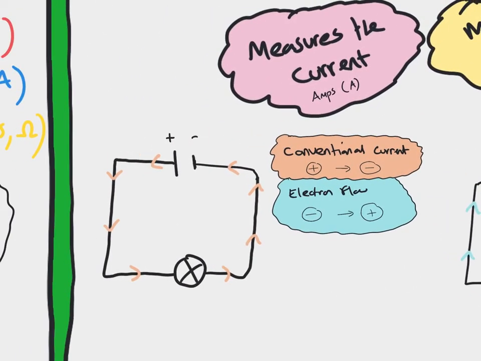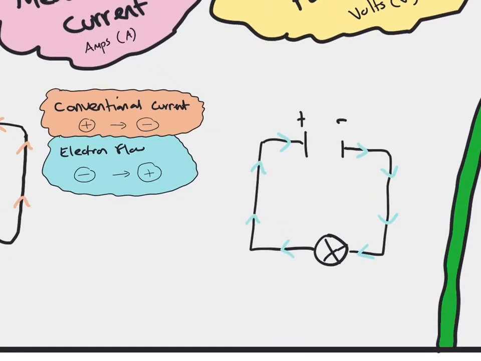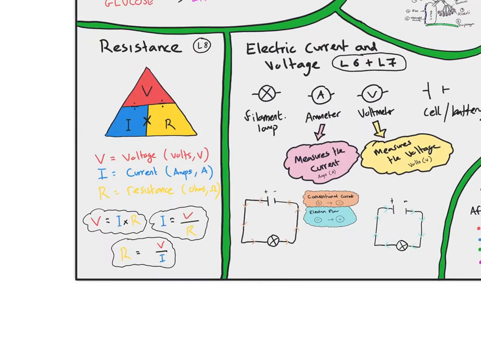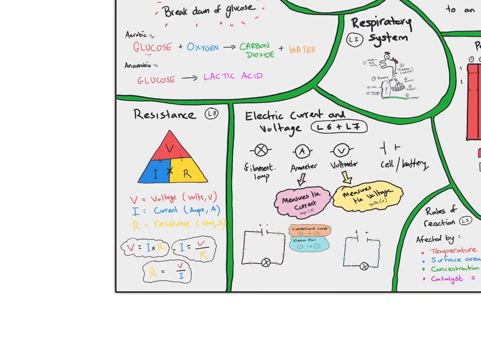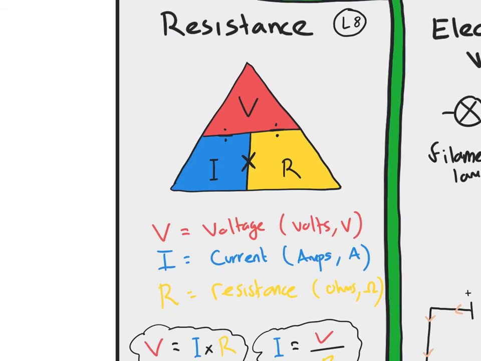We need to know about conventional current then. It's going to go from positive to negative, so it's going to go this way. But then we've got electron flow, which usually goes from negative to positive. And that's what we need to know about that. And then the last lesson was on resistance.